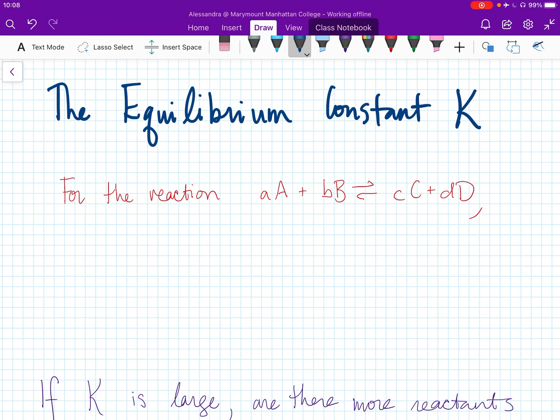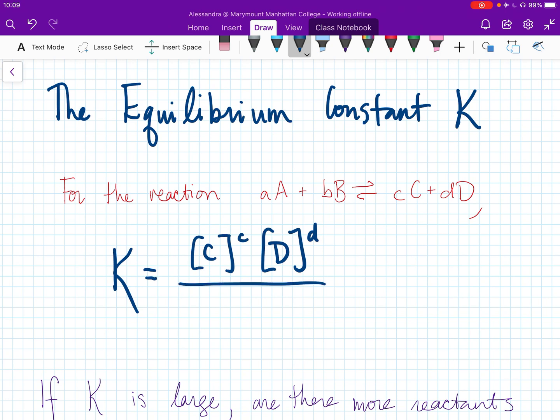So just to review, for a generic reaction, aA plus bB is in equilibrium with cC and dD. We can write the equilibrium constant K as the concentrations of the products raised to the powers of their stoichiometric coefficients, multiplied together, over the product of the concentrations of the reactants raised to the powers of their stoichiometric coefficients. So you should be able to write an expression for K for any reaction.